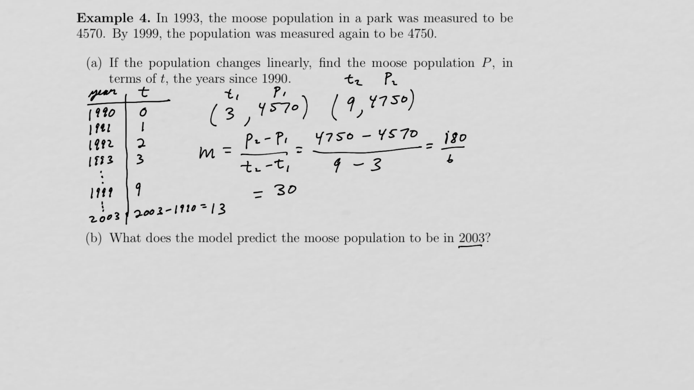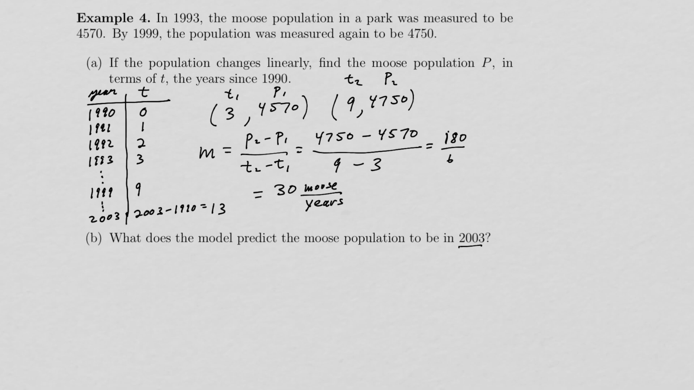Remember, the population is the number of moose. So it's moose per year, since the time was measured in years. Okay, so that's our slope. The population is increasing by 30 moose per year. Okay, so how do we find the equation? Well, I guess maybe the easiest to use here is just the point slope form of the equation.